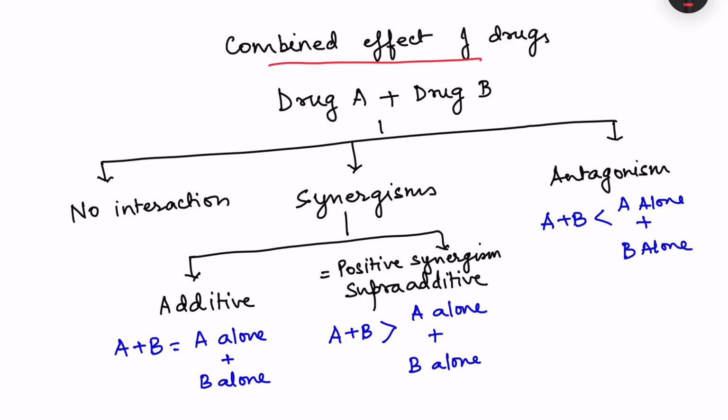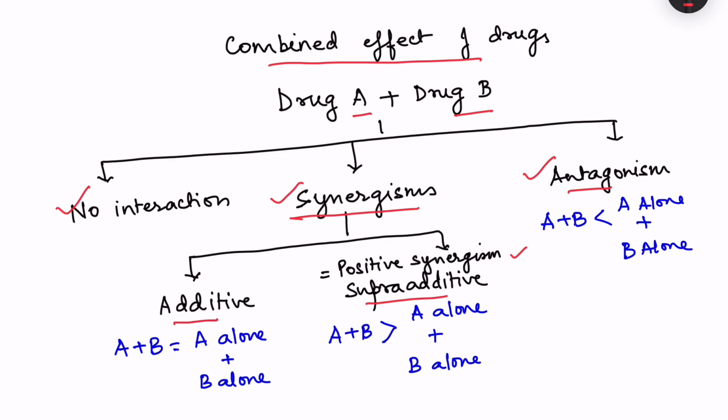Either the drugs will not interact at all, or there can be synergism, or there can be antagonism. Synergism is where the response of one drug is increased by the other drug. So that is synergism. Antagonism is where the response is decreased. Okay. So synergism can be of two types, additive or supraadditive, which is also known as positive synergism.